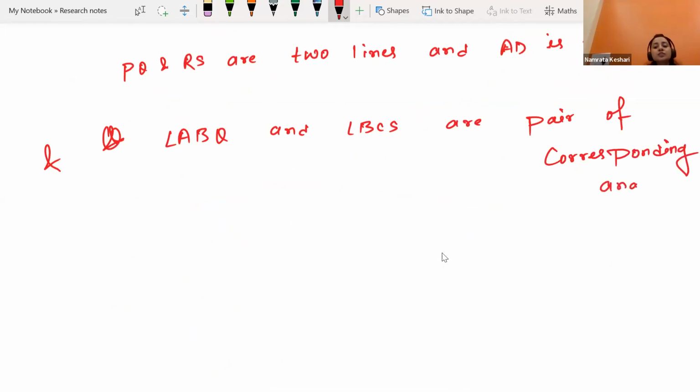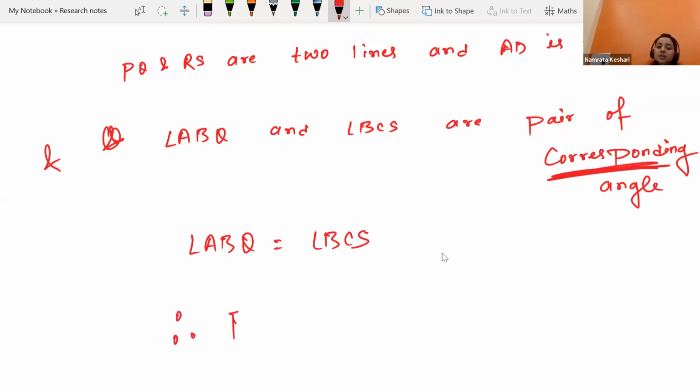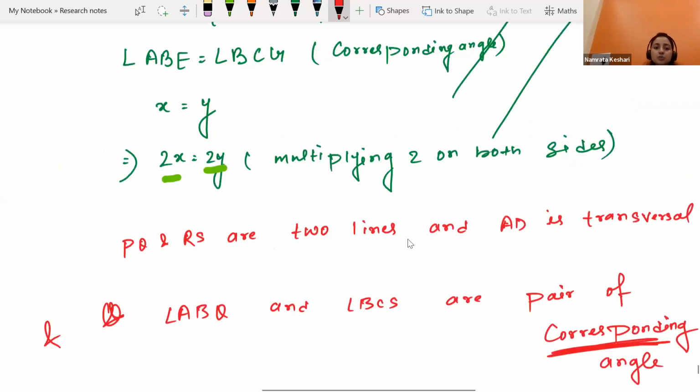And just now we found that these two are equal also. ABQ is equal to BCS. Corresponding angles, which was the name, now are equal. Therefore, PQ must be parallel to RS. How are we saying they are equal? From the equation, 2x is equal to 2y. That means angle ABQ is equal to angle BCS.